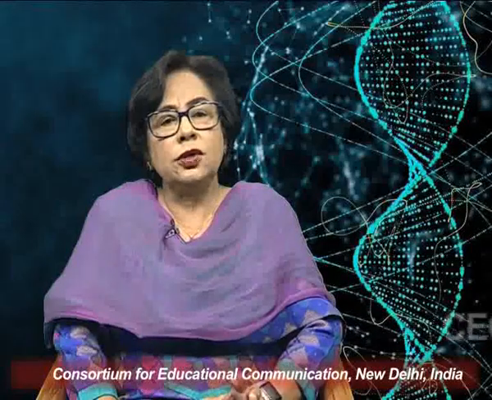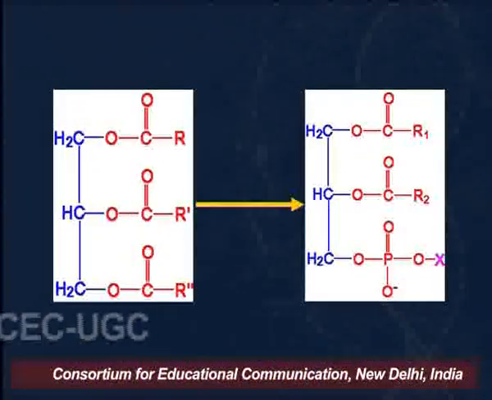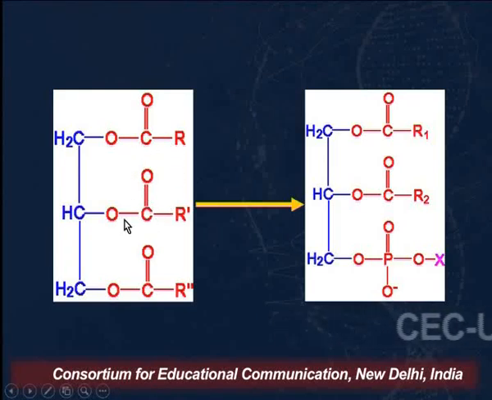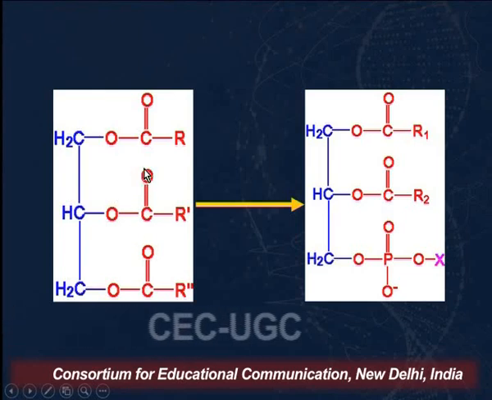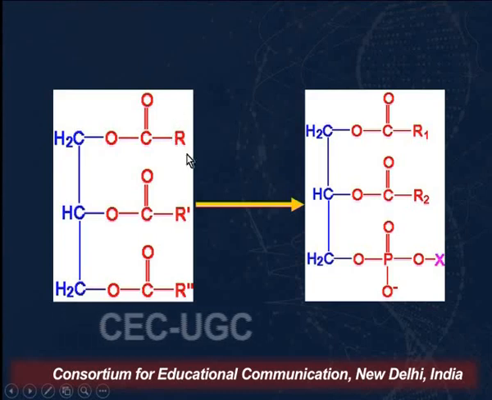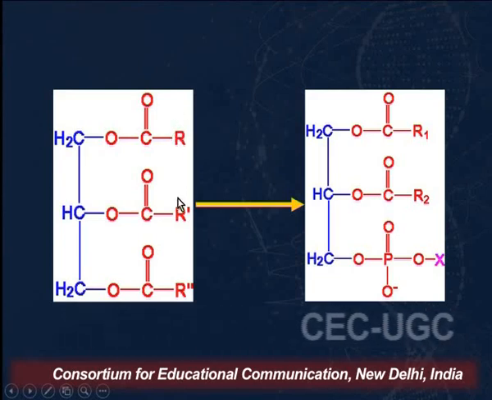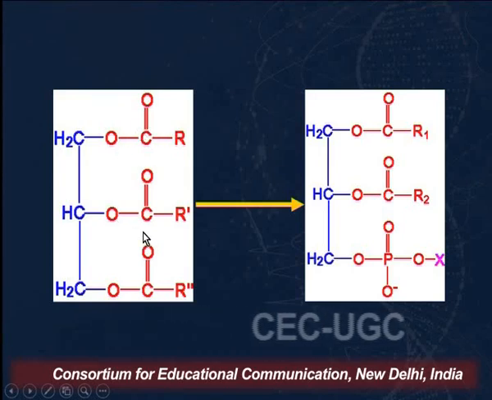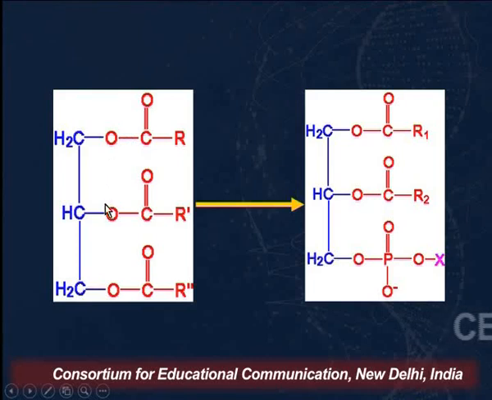When we look into the structure, what do we find? On the left-hand side of the screen, what you can see is a simple lipid. Here I have taken an example of a fat or an oil, depending on the nature of the R group. If the R group is saturated, it will be a fat. If the R group is unsaturated, it will be an example of an oil. So when we are talking of a simple lipid, it is a triglyceride, that is, when we are talking of an oil or a fat.